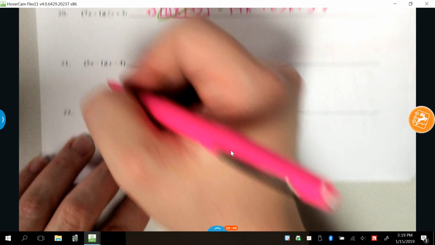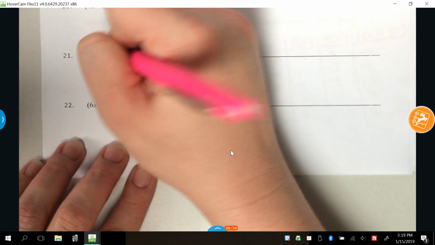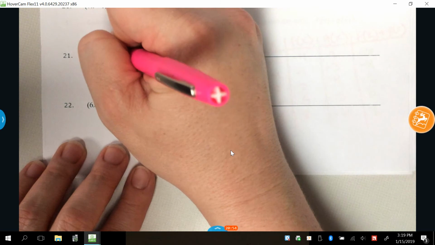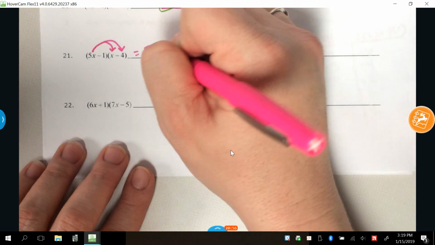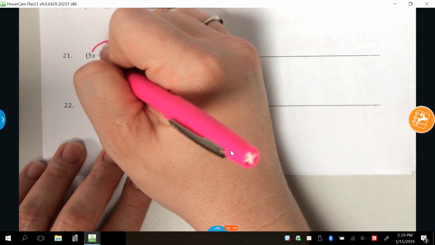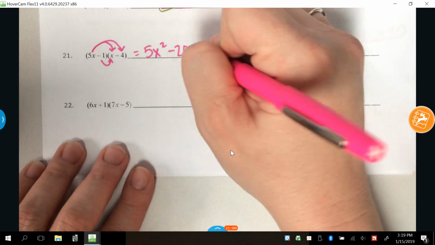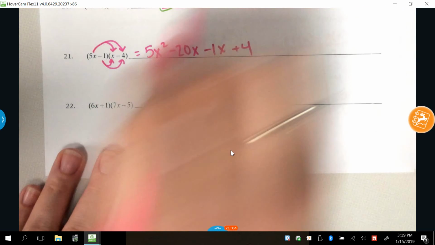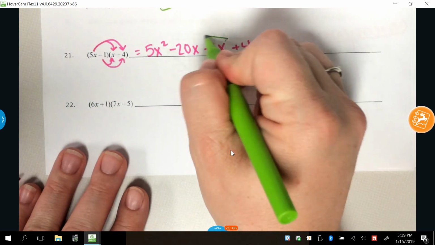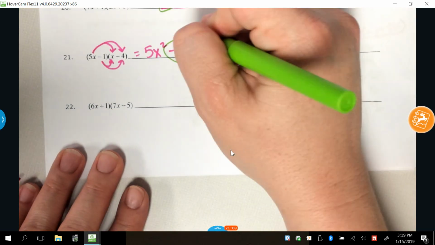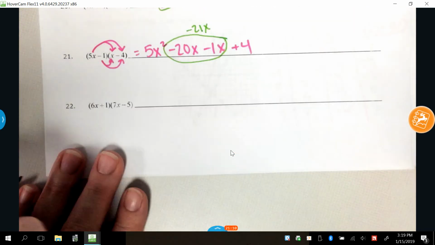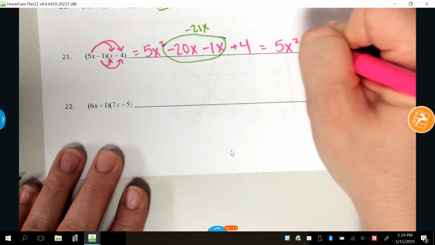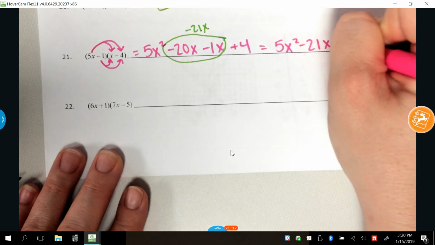Okay, I'll do one more FOIL, one more box. 5x times x is 5x squared. 5x times negative 4 is negative 20x. Negative 1 times x is negative 1x. And negative 1 times negative 4 is positive 4. Here we get negative 21x. So my final answer is 5x squared minus 21x plus 4.